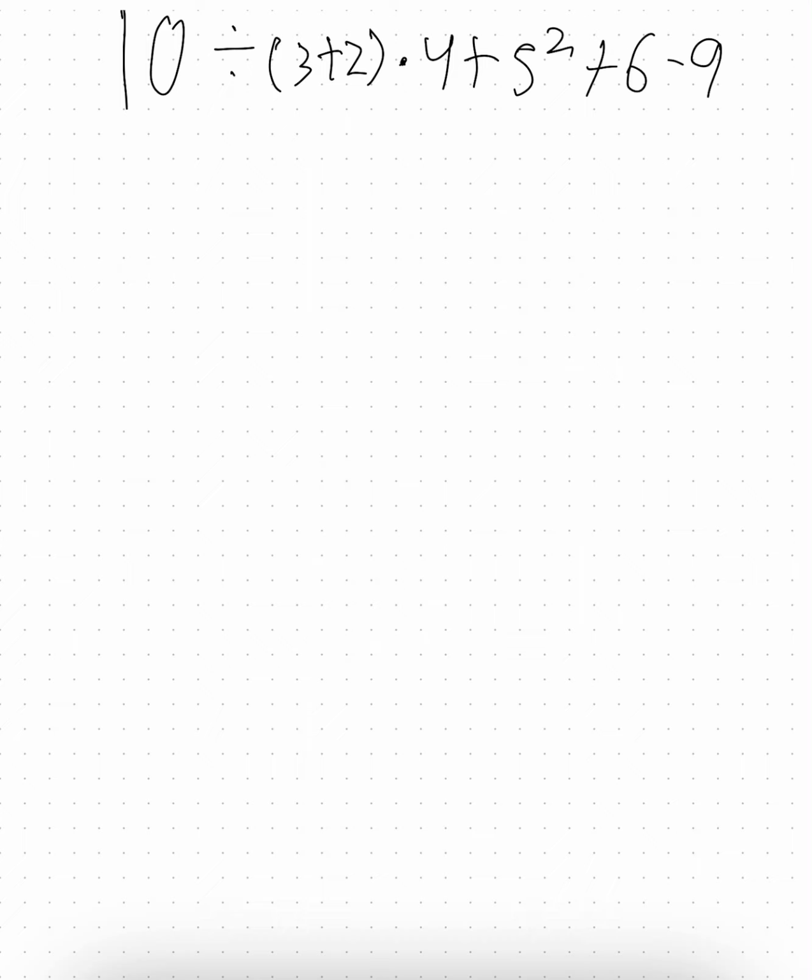So if I have something like 10 divided by, let's do 3 plus 2, times 4 plus 5 to the second power plus 6 minus 9. This is a good one because it incorporates all operations. Now, let's look at our PEMDAS rule.